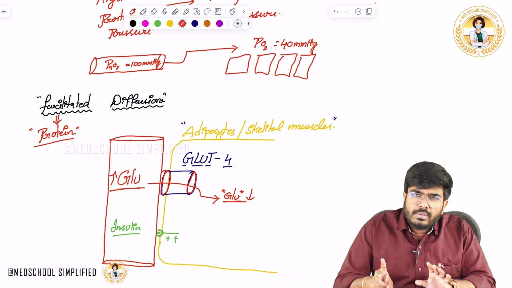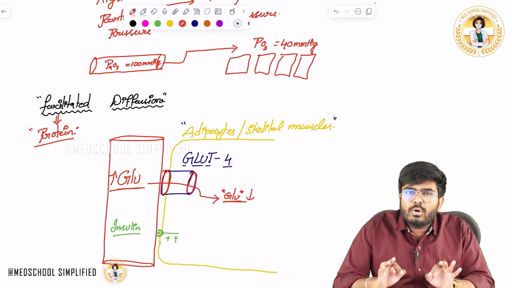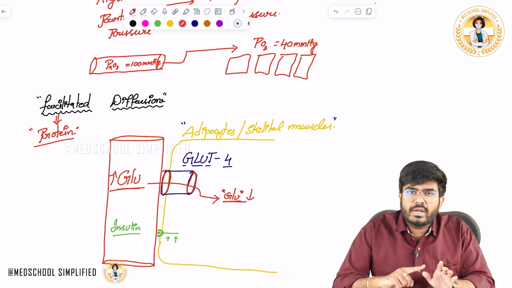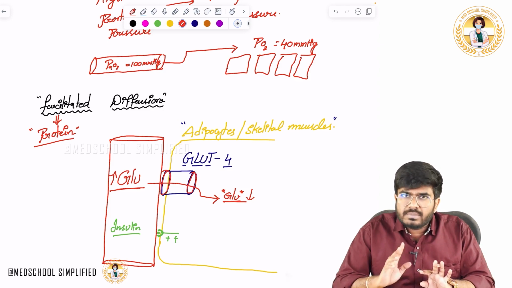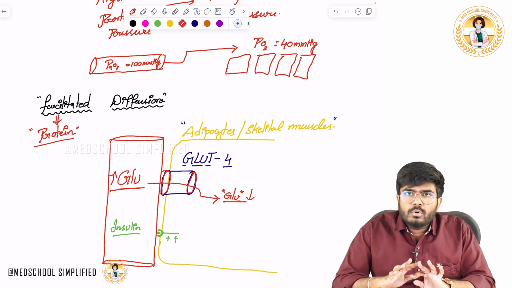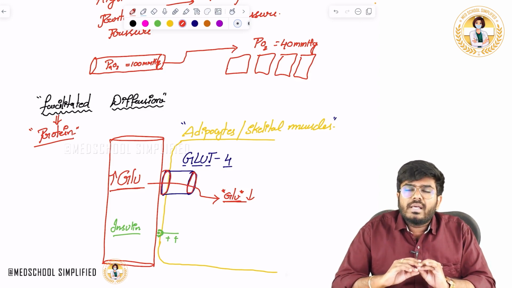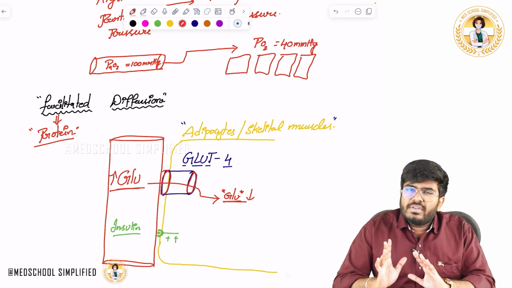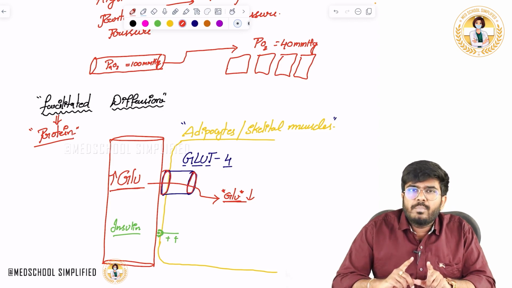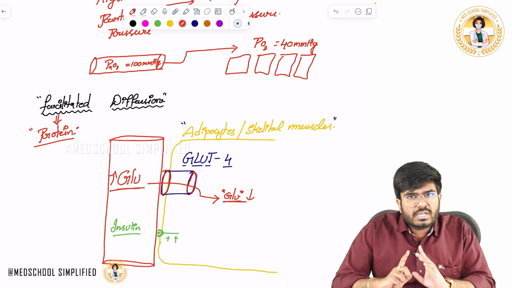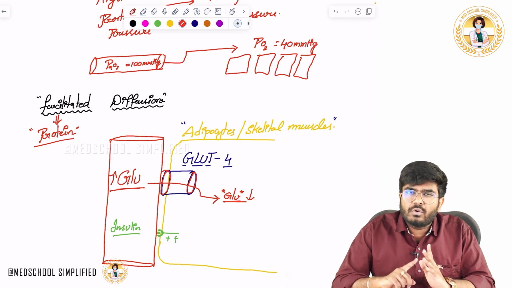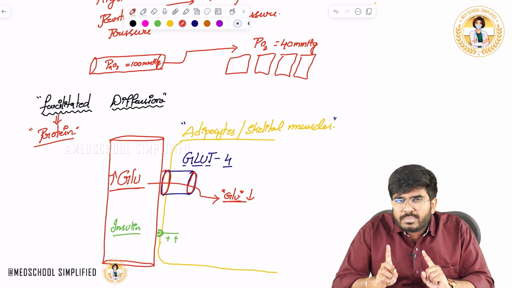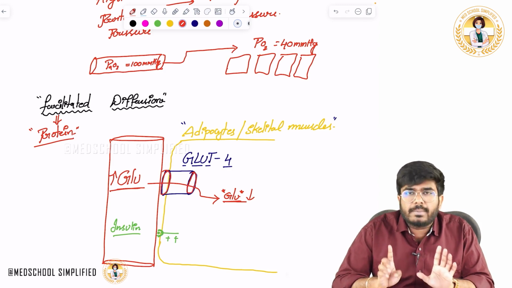Secondary active transport, how to identify? All co-transporters, symporters: sodium-potassium-2-chloride symporter, sodium chloride symporter, sodium glucose co-transporter. All of them are examples of secondary active transport. Facilitated diffusion examples: glucose transporters, all glucose transporters, GLUT1, GLUT2, GLUT3, GLUT4, GLUT5, are all examples of facilitated diffusion. Gaseous transport is simple diffusion.